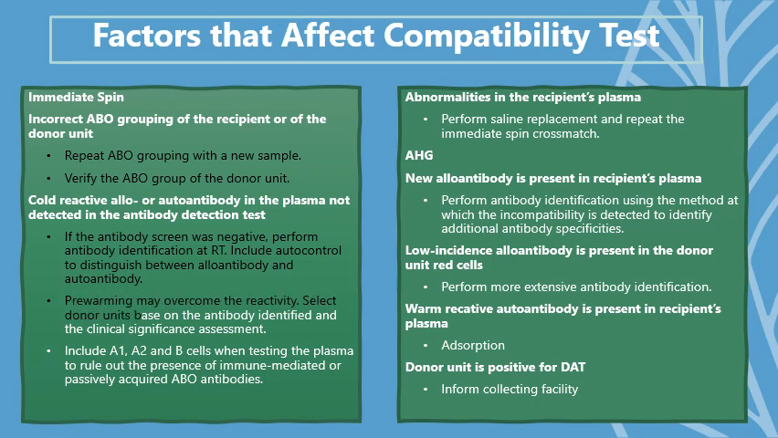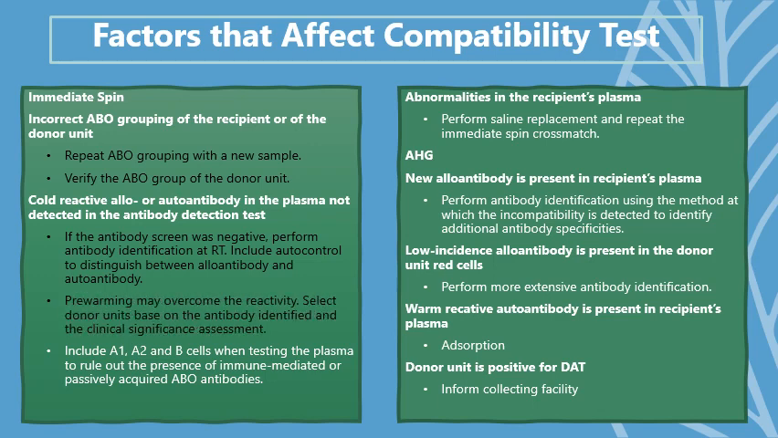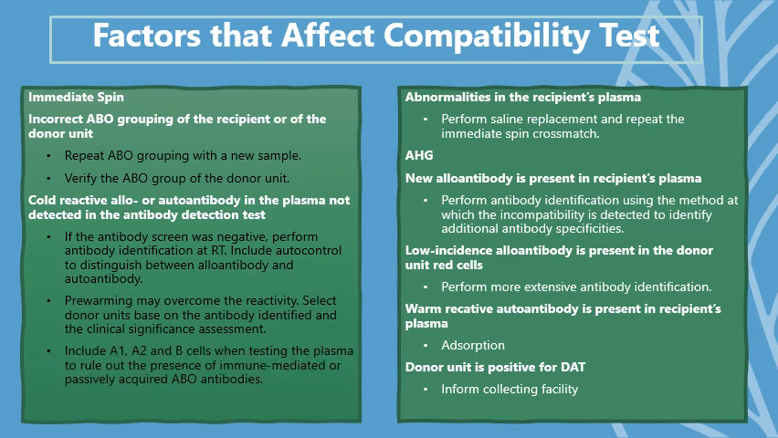Next, pre-warming may overcome the reactivity. Select donor units based on the antibody identified and the clinical significance assessment. You may also include A1, A2, and B cells when testing the plasma to rule out the presence of immune-mediated or passively acquired ABO antibodies. A thorough stem cell or solid organ transplantation history may be helpful in resolving this type of discrepancy. So, importante talaga yung patient's history.